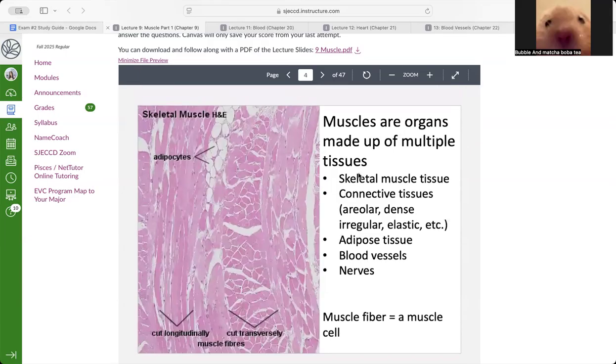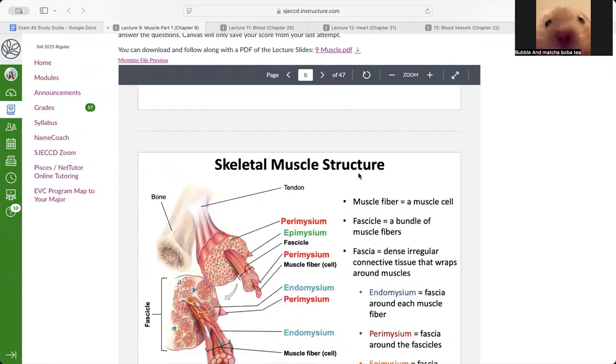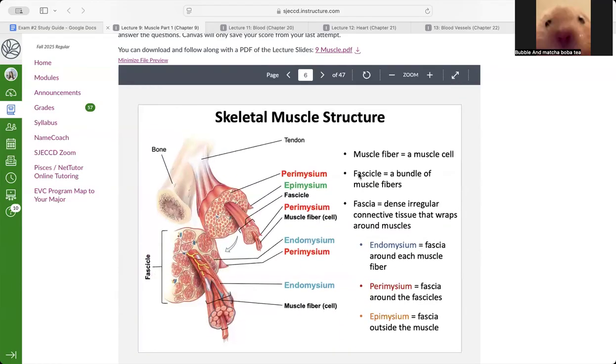So muscles are organs made up of multiple tissues. They consist of skeletal muscle tissue and connective tissue, and these surround and anchor muscles into place, like fascicles. Another example is adipose tissue, because when you look at meat, you can see white streaks, and the white streaks are due to fat. And when you look at the structure of the skeletal muscle, it's made up of multiple parts.